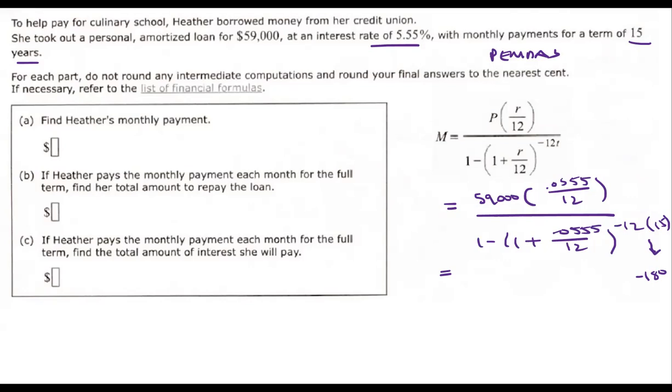Now then I follow this, right? So I'm going to focus on the numerator. I'm going to do this first: 0.0555 divided by 12.